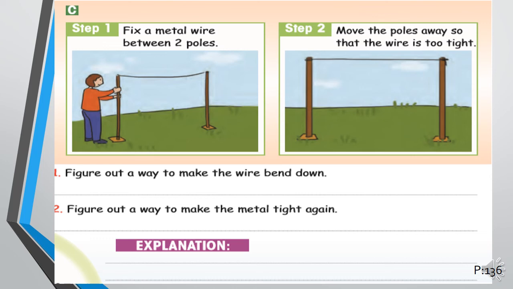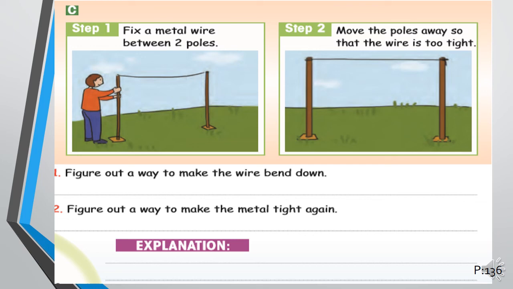What do we have in part C now, page 136. In step 1, you have to fix a metal wire between two poles. Step 2, move the poles away so that the wire is too tight. In part 1, figure out a way to make the wire bend down. How should I make the wire bend down?